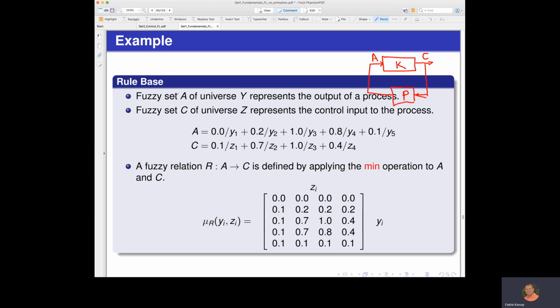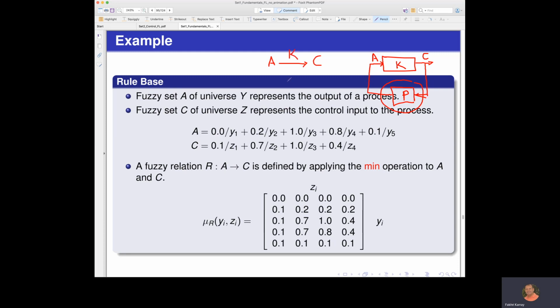So let's suppose that we have fuzzy set A of universe Y representing the output of a process P, similar to this representation. The fuzzy set C of universe Z represents the control input to the process. So let's see the relationship that is driving this particular type of process. We have the output of the system as A and the input is C, but A is also the input and C is the output. So for K, we are going to utilize A implies C. This is for the engine K.